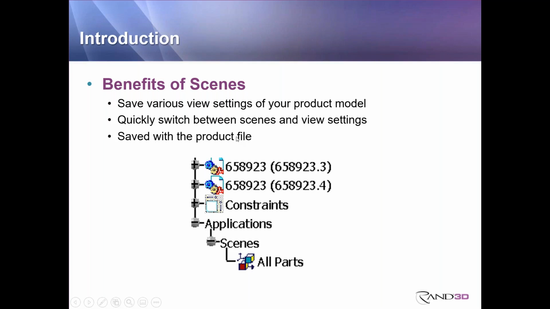So if you're building scenes in the normal assembly or product file that you're dealing with, you'll see a category at the bottom called applications. If you expand applications, scenes will be listed there, and then whatever scenes you've created will be listed underneath that, whether it's a partial scene or a full scene, and whatever names you happen to give it.